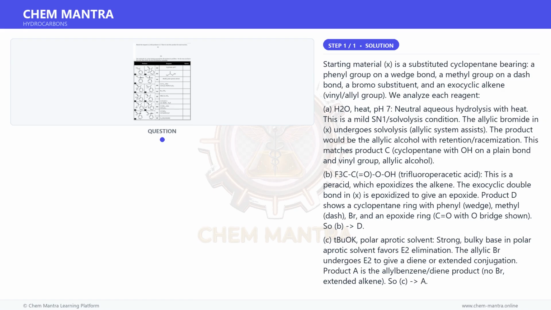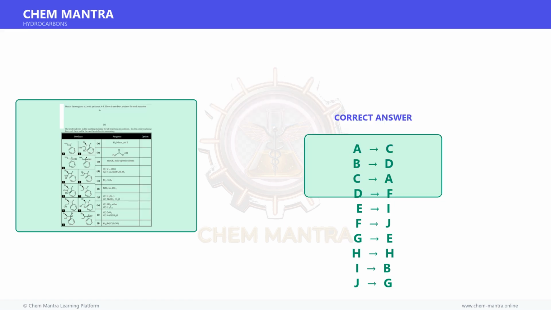Therefore, the correct matching is A matches C, B matches D, C matches A, D matches F, E matches I, F matches J, G matches E, H matches H, I matches B, J matches G.